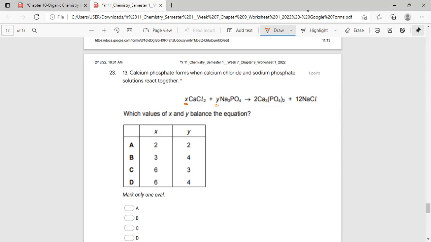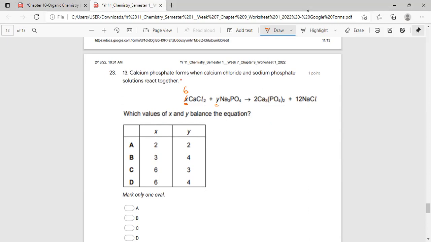On the product side, you have 6 calcium atoms, 2 times 3, 6. There's no other calcium there except for this one. So let's put 6 here. So 6 calcium, 12 chlorine, 12 chlorine. So this is balanced.